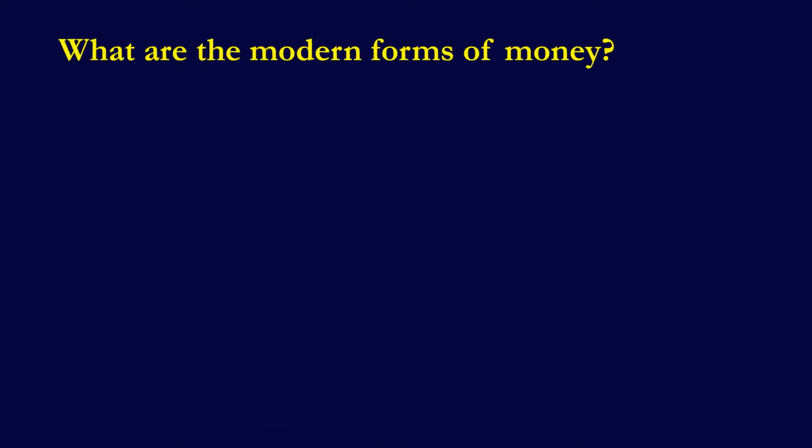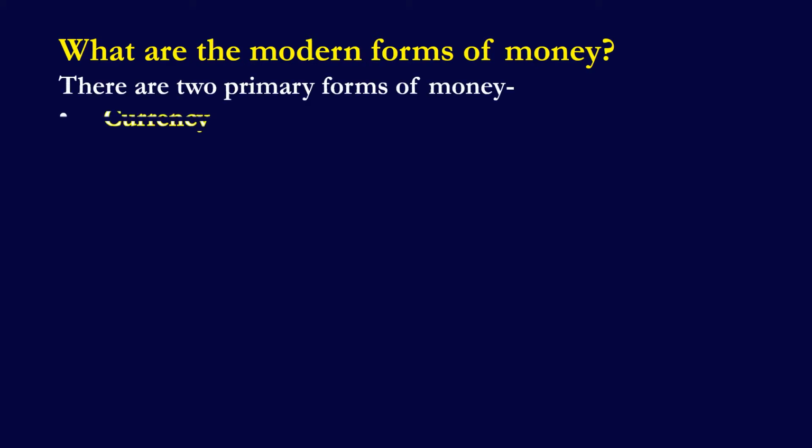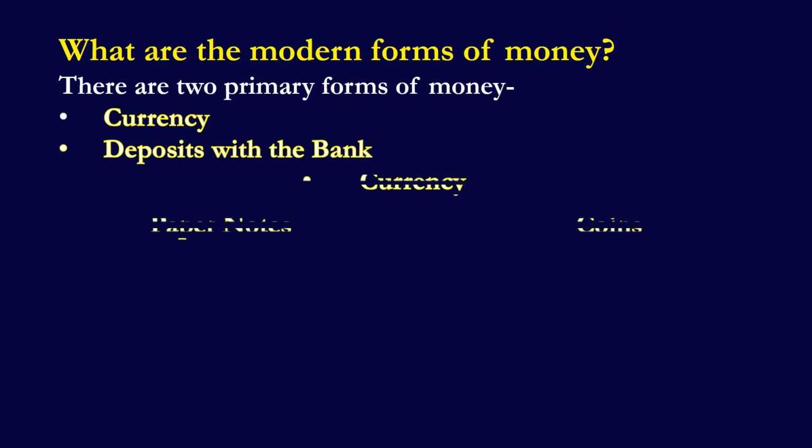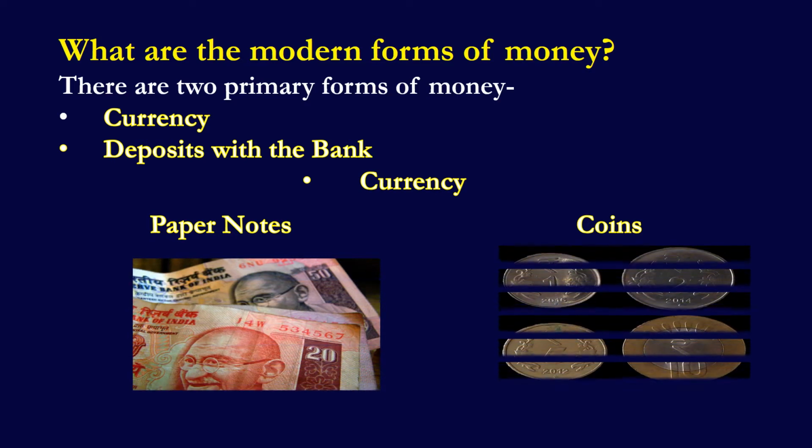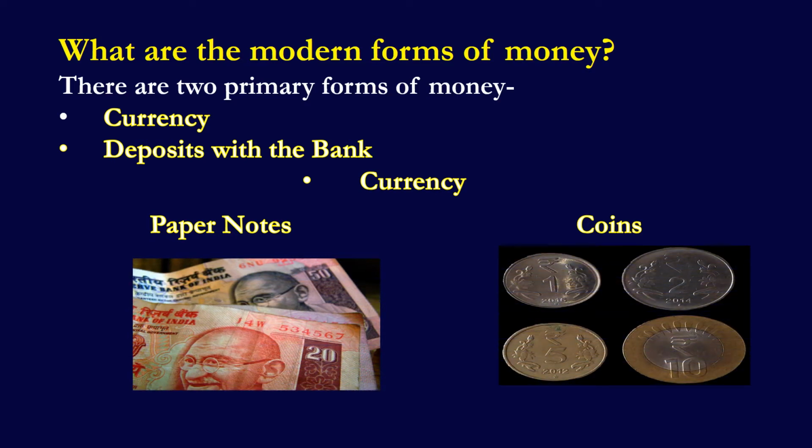What are the modern forms of money? There are two modern forms of money, currency and deposits with the bank. Currency includes paper notes as well as coins. And today coins are not made of precious metals like silver or gold, but of cheap metals like nickel, copper, bronze, etc. So why are these paper notes and coins accepted as a medium of exchange in a country?